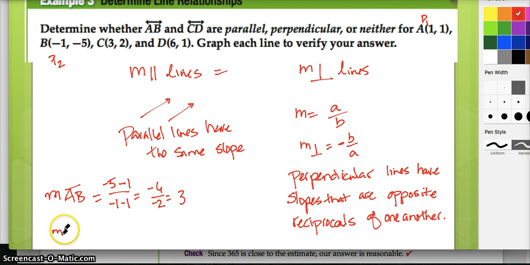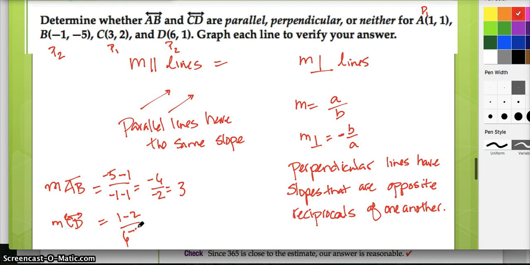Let's check out what the slope of line CD is. And so I'm going to do the same thing. Let's call this first one point 1 and this second one point 2. Therefore, I'm going to do 1 minus 2 over 6 minus 3. Sorry for that little squiggle. 1 minus 2 is going to give me a -1, and 6 minus 3 will give me a +3. So I get a -1/3. Look at these slopes. They are not the same. They are certainly opposite reciprocals of one another. So I can determine from that these lines are perpendicular.